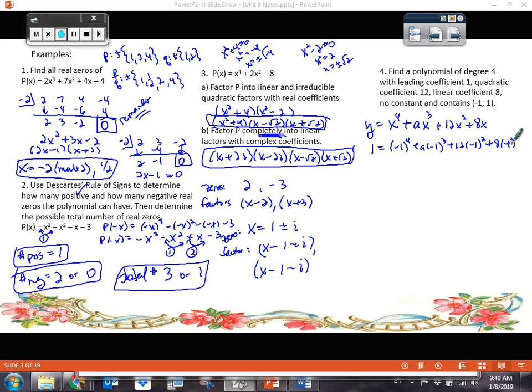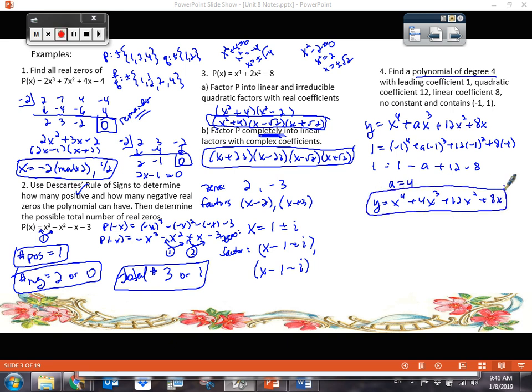Okay, so let's clean that up. Negative 1 to the fourth is 1. Negative 1 cubed is negative 1, so minus a, plus 12 minus 8. Okay, cleaning that up. So we solve for a, which we all are very good at doing. So we get that a is 4. So now I can write my polynomial of degree 4. So y equals x to the fourth plus 4x cubed plus 12x squared plus 8x.